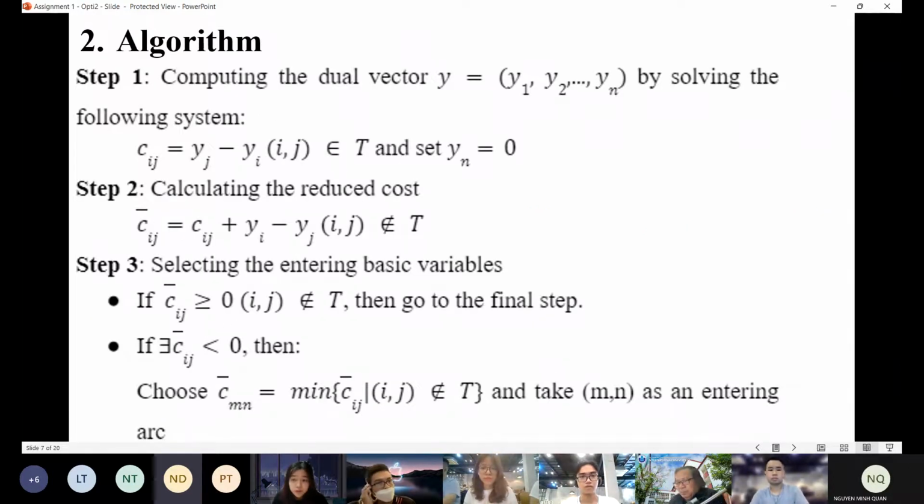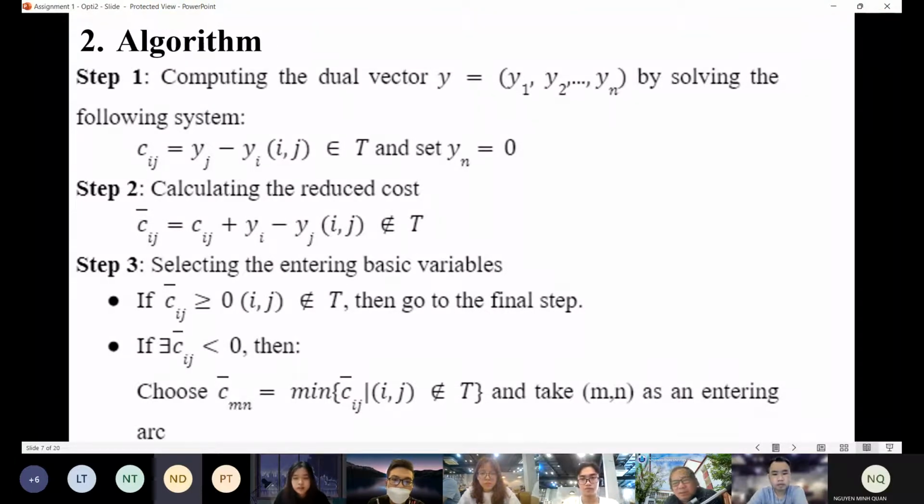Okay, to solve this problem, we have an algorithm with 5 steps. First is step 1: we need to compute the dual vector y by solving the following system. As we know, Cij equals yj minus yi, where (i,j) belongs to T, where T is the tree. Excuse me, T is what?